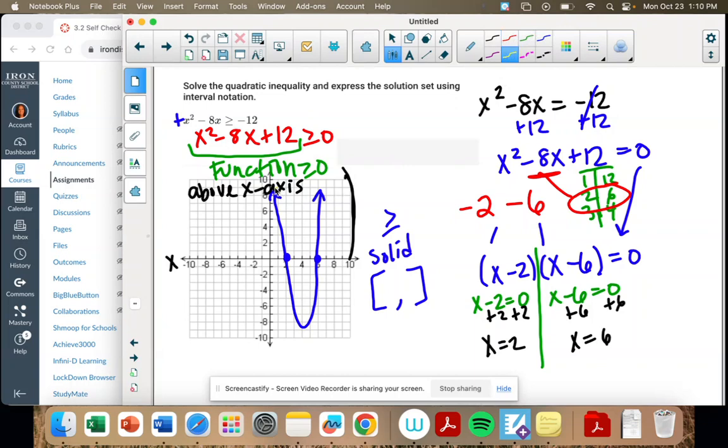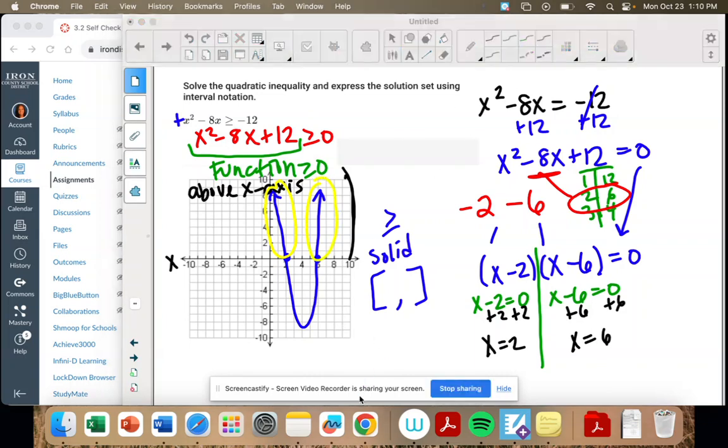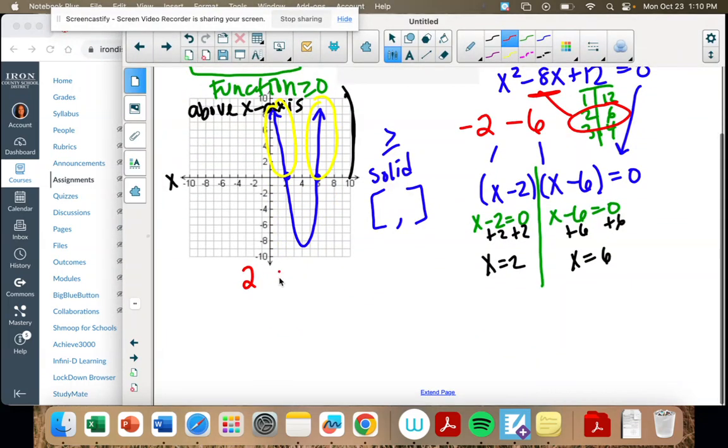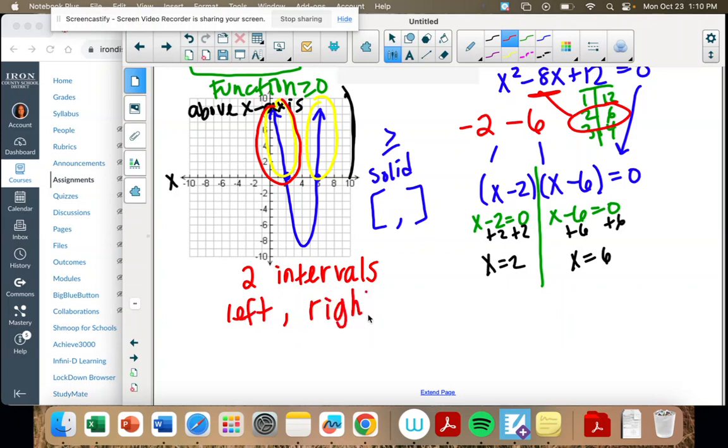So notice that there's two lines. There's this one, and then a break, and then this one. So when that happens, we're going to have two intervals combined with a union. So let's start here on the left hand. What's the left value and the right value of that line?